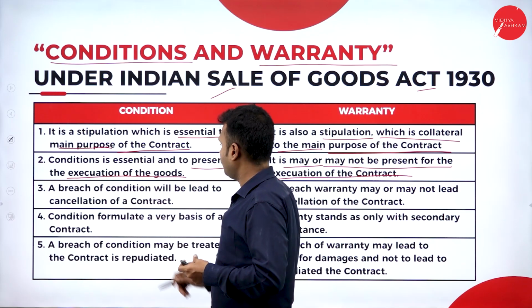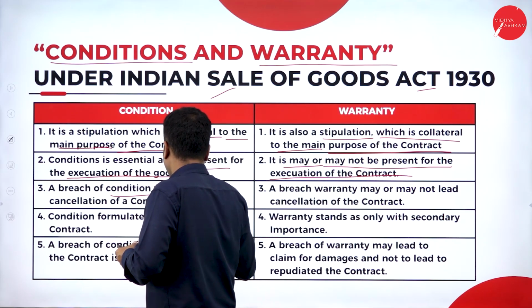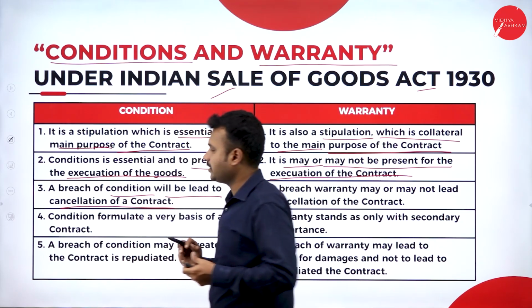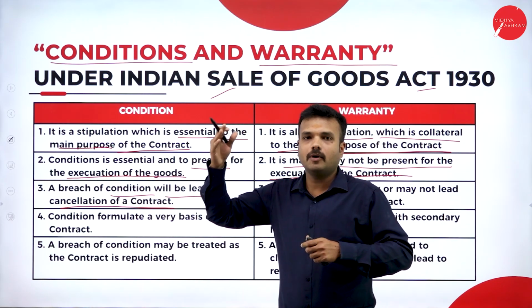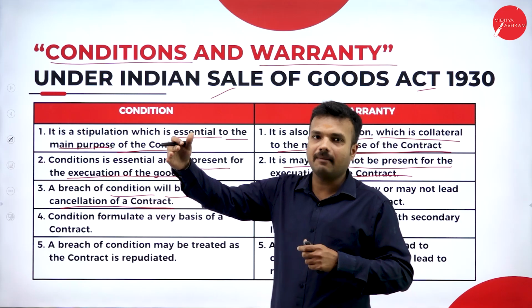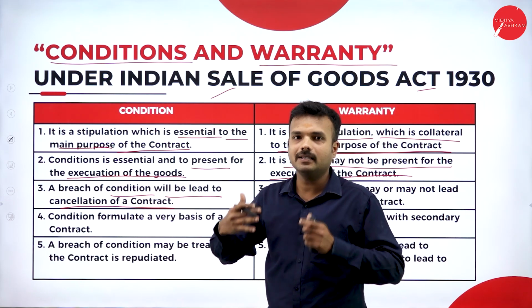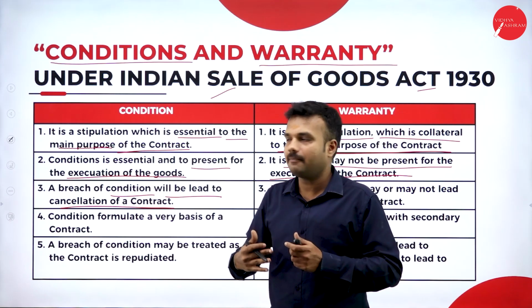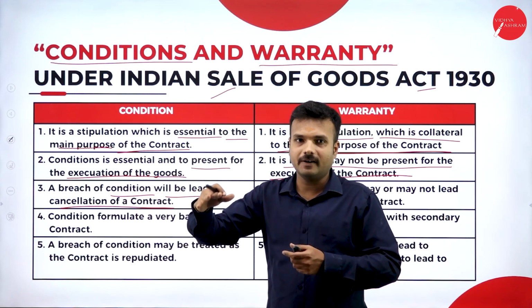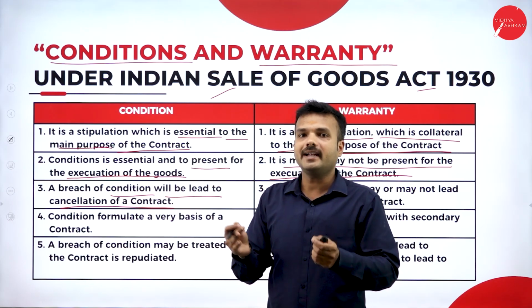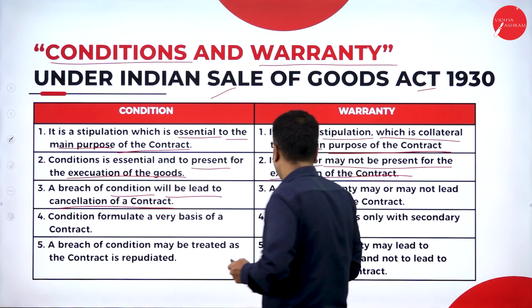Next one, a breach of condition will lead to cancellation of the contract. For example, I had ordered a white color Apple iPhone, and he is going to supply a black color iPhone. So there is a breach of the contract. He had not performed, so the contract will break. I am not supposed to pay the money to the seller.